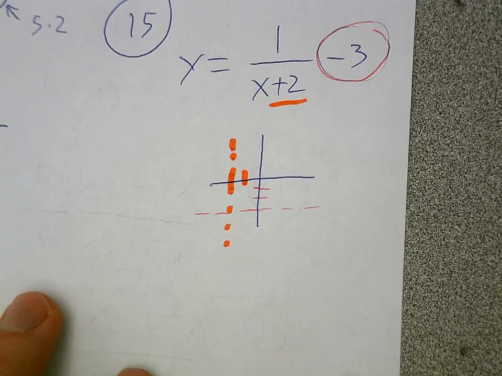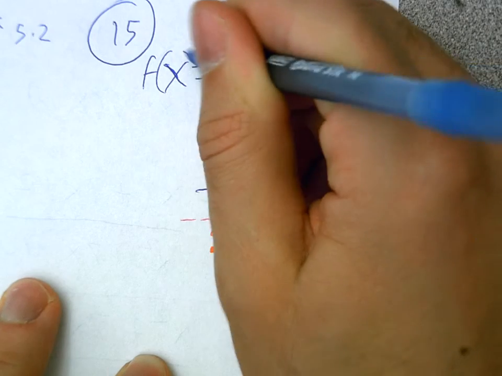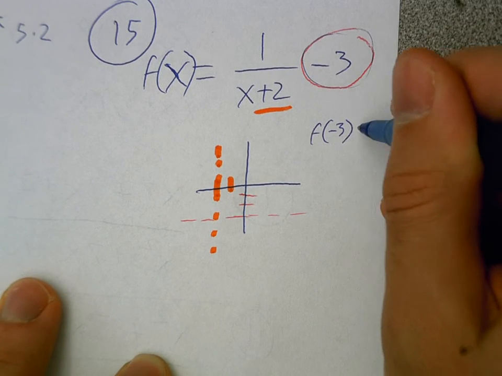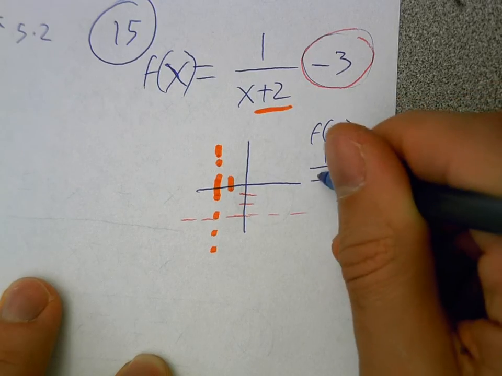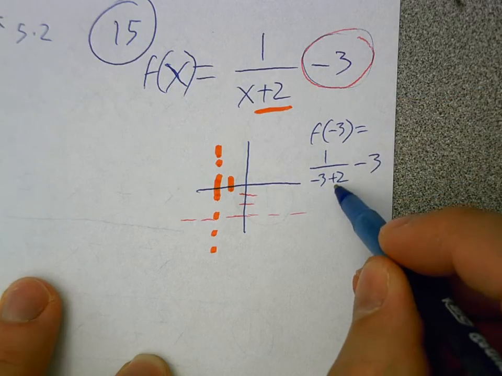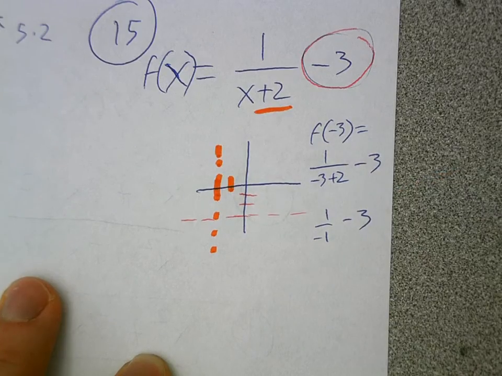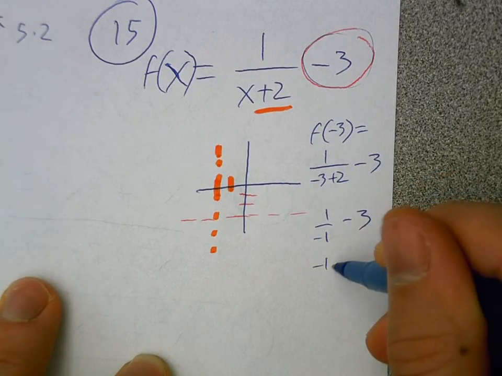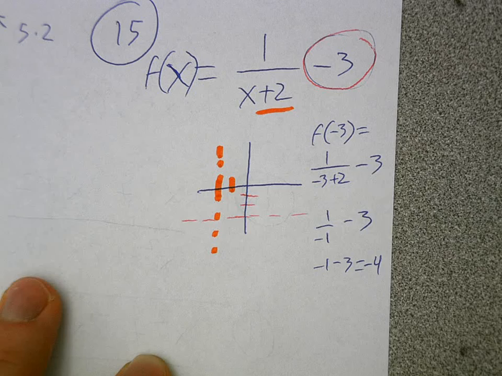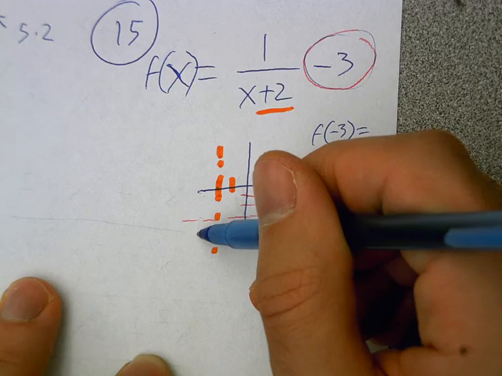So if I do that, let's actually make this f of x instead, so that I can show, if I do f of negative 3, that's 1 over negative 3 plus 2, minus 3. Negative 3 plus 2 is negative 1, so 1 over negative 1, minus 3. Negative 1 minus 3 is negative 4. So if I'm graphing that, that would be right there.